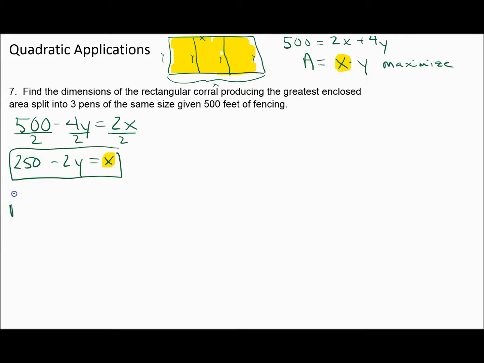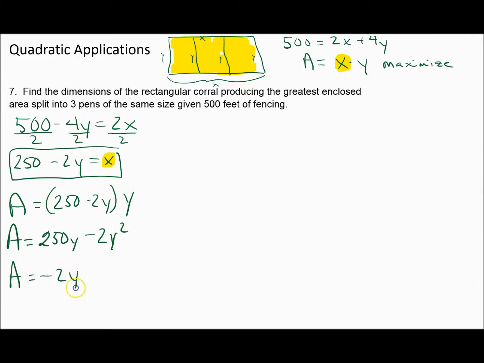So I have area is equal to x, which is 250 minus 2y, times y. Now, is that quadratic? Well, if we distribute the y inside, I have area is equal to 250y minus 2y squared. Sure, that's definitely quadratic. If I rewrite it in descending order, that'd be negative 2y squared plus 250y. We know that this is a parabola that opens downward because the leading coefficient is negative. The a is negative.